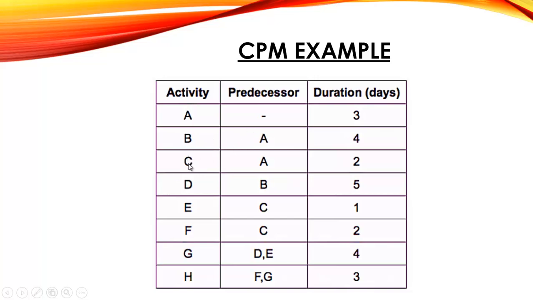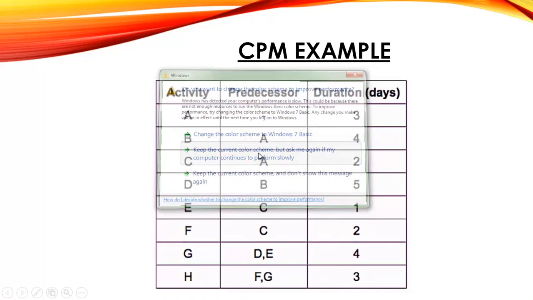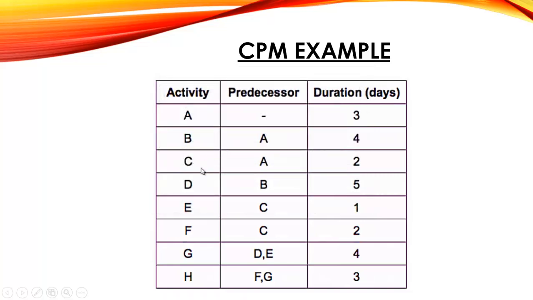Activity C will start when activity A finishes. Similarly, all the predecessors are given. For example, activity G will start after the finishing of D and E. So we will see this in the next slide.